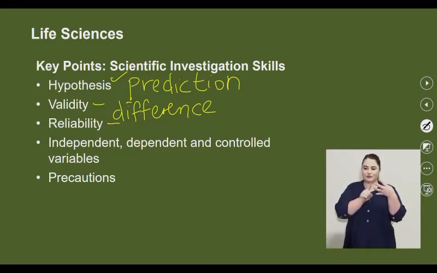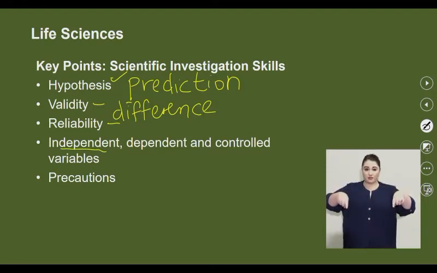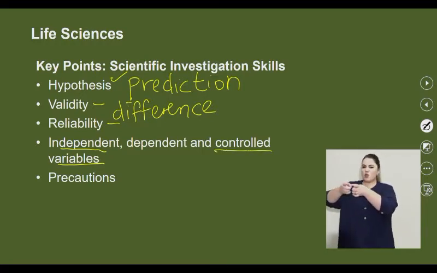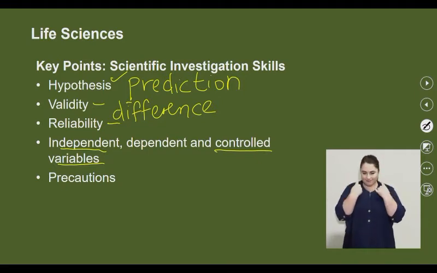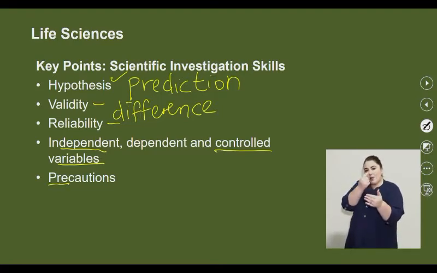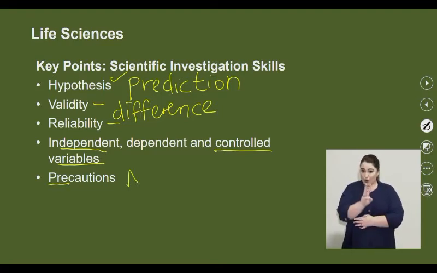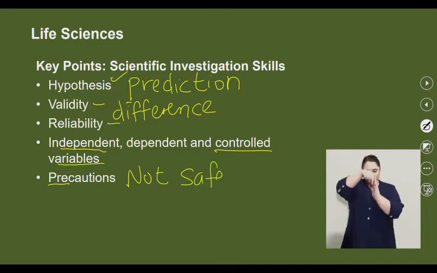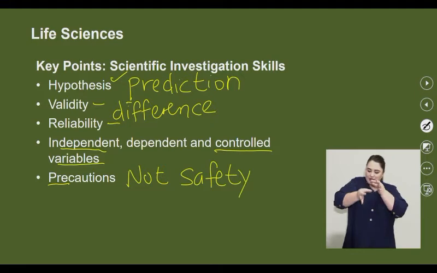And now we look at the variables. We find all over that learners don't understand the difference between an independent variable, a dependent variable, and the controlled variables. And then whenever you set up any investigation, you always want to do something beforehand, and these are called precautions. These are not safety measures. We will be looking in detail at questions on how to apply this.